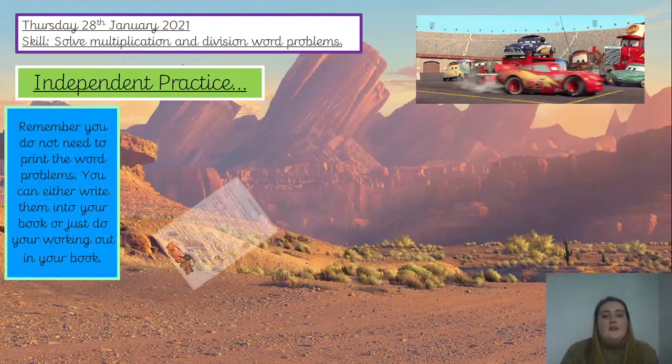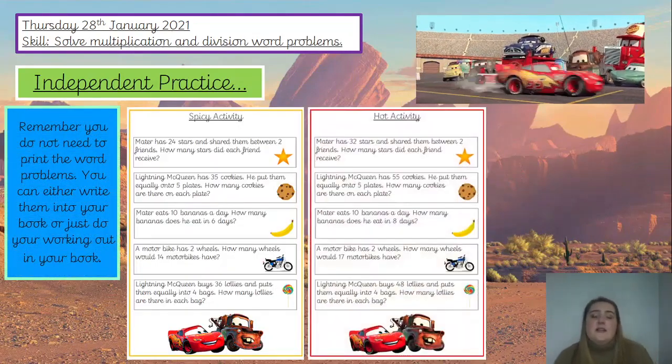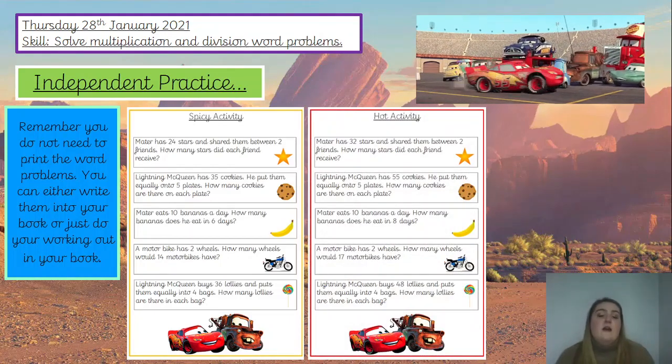Okay, and then here then, equally, spicy and hot, very similar to mild. You've just got slightly trickier questions and trickier numbers to work with. Again, you don't have to print these out. You do not have to rewrite the question out into your book if you do not want to. You can just put number 1, write the number sentence that word problem requires you to write, and then underneath draw your chosen method, so either the picture or the array or the bar model if it's asking you to divide. Okay, so what I'd like you to do now is pause the video and complete your chosen activity, please. Off you go. Well done.